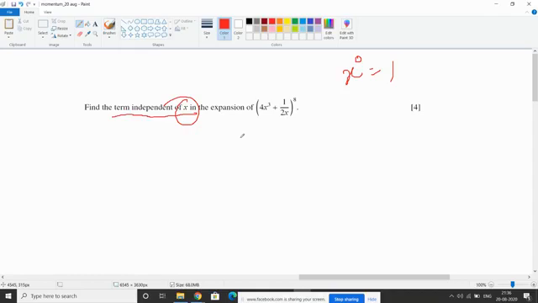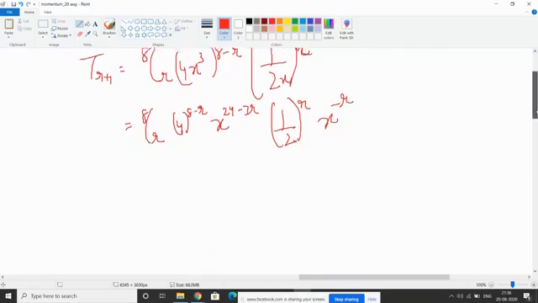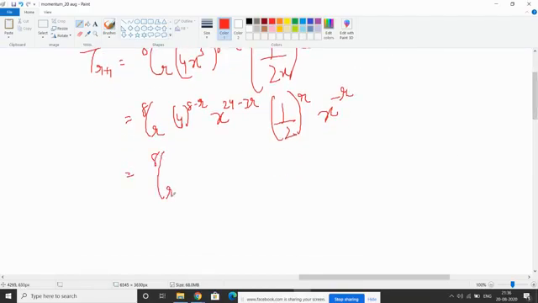We'll find out the power of x. For that we need to write the general term. So T(r+1) is 8Cr (4x^3)^(8-r) (1/(2x))^r. So 8Cr we can write here as 4^(8-r) x^(24-3r) (1/2)^r, and here you will get x to the power minus r. Then 8Cr, 4 power 8 minus r. These are all in multiplication.